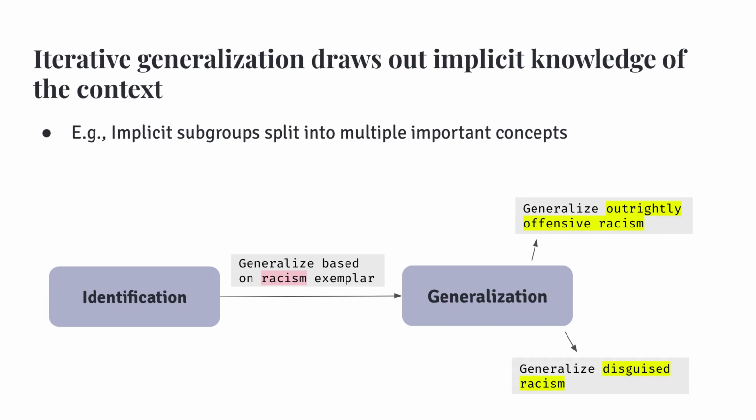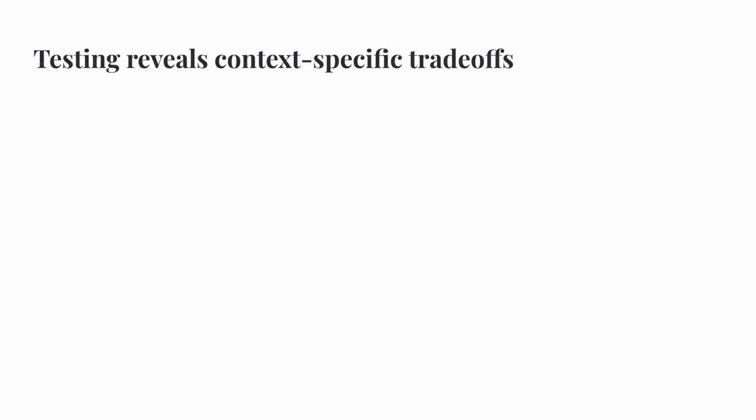So she ended up creating 2 example sets representing these 2 subsets. This is a distinction that she probably wouldn't have been able to identify or formalize upfront, but rather the exploratory nature of the generalization process helped to draw out that implicit knowledge and allowed her to explore the model behavior on these important concepts. And we also found that running tests revealed important context-specific trade-offs.